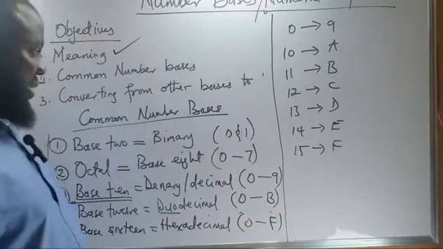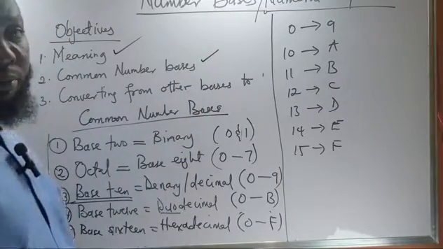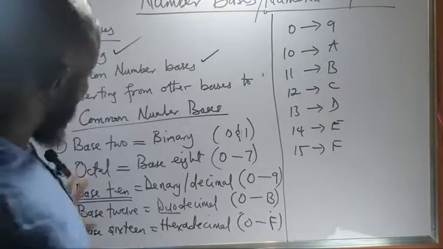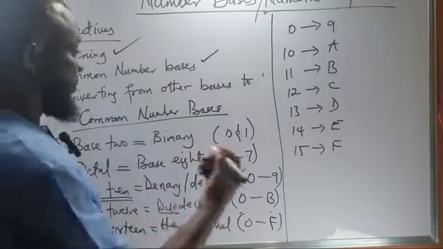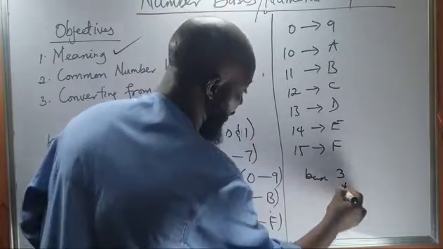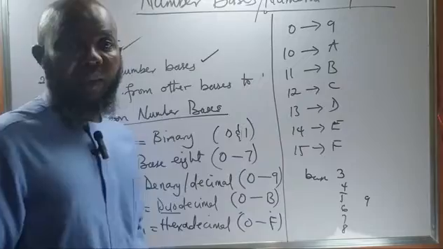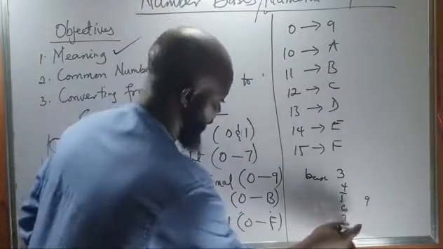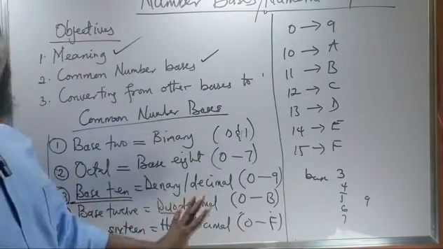So if that is the case, we'll be able to solve this problem now. These are the common number bases that we have. We still have others, but these are the common ones that you usually see in exams. The others are base 3, base 4, base 5, 6, 7, 8, and base 9. All of them are still under number bases. But we don't have special names for them, but these are the common ones we want to look at.